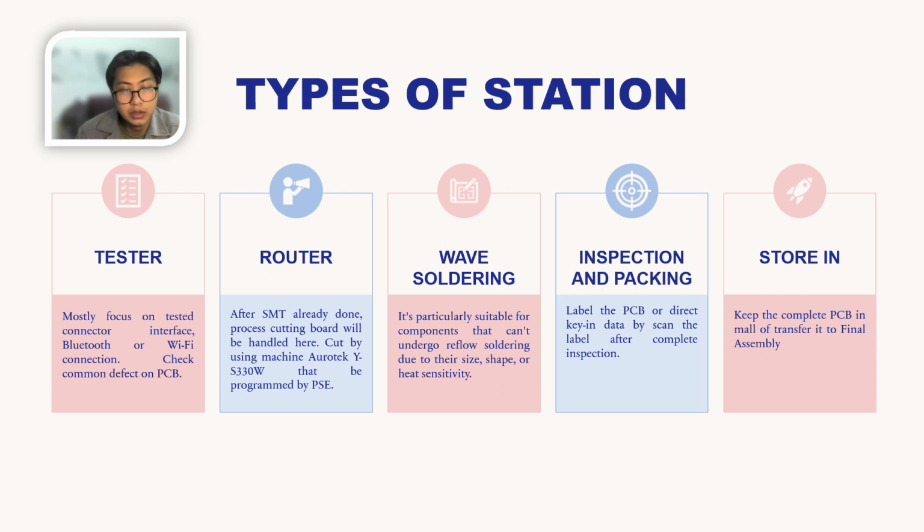The types of station in DIP, we have about five. Firstly, the tester, which mostly focuses on testing the connector interface, Bluetooth or Wi-Fi connection, or checking common defects on the PCB. Next is the router. After SMT is done with the PCB, after they mounted components on the PCB, the board will be cut in this station by using the machine Auratech or ST30W that is programmed by PSE. Next, we have the wave soldering station. It's particularly suitable for components that cannot undergo reflow soldering due to their size, shape, or heat sensitivity.